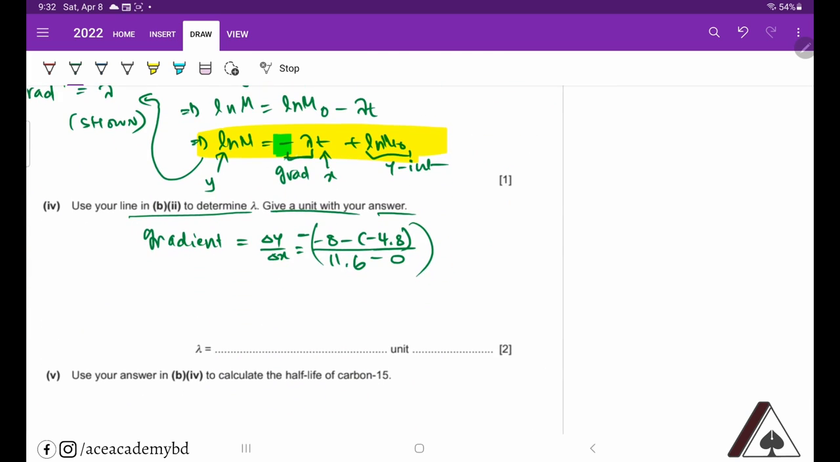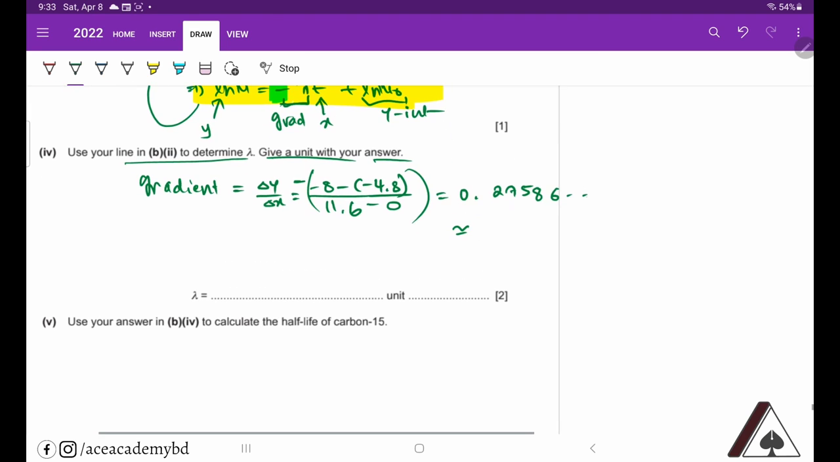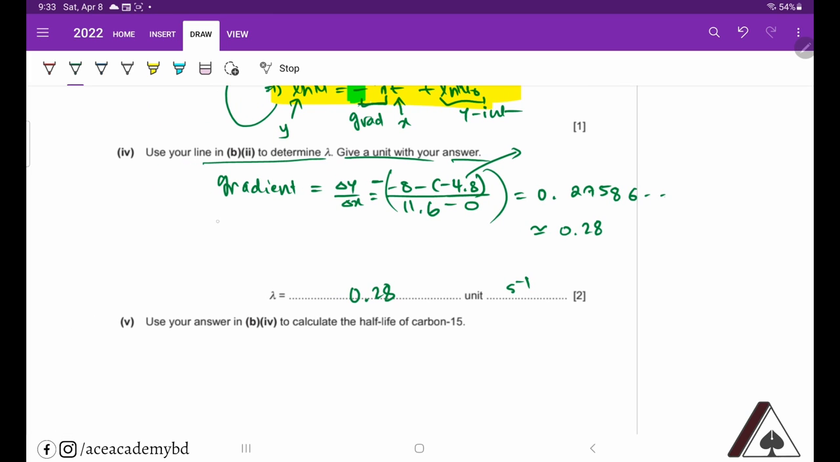So minus 0. Now, placing this on my calculator, I'm getting a value of 0.27586, something like this. So I'm going to keep it in two significant figures, since this value of minus 4.8 is in two significant figures. So 0.28 in two significant figures. So lambda is 0.28, and the unit of lambda is per second, because this is the probability.